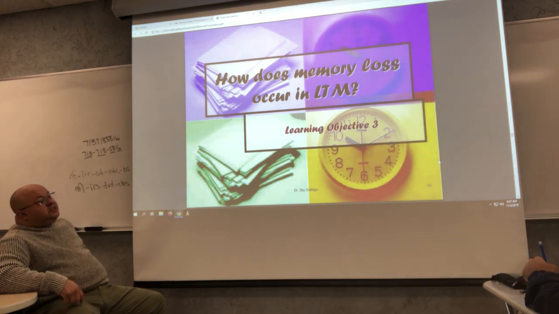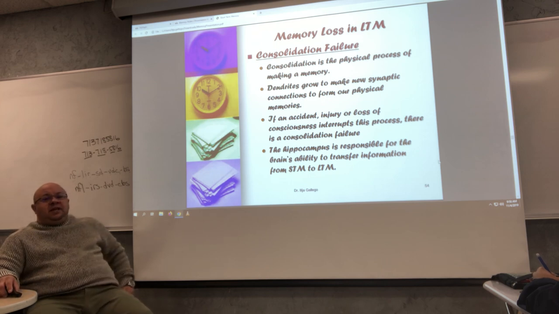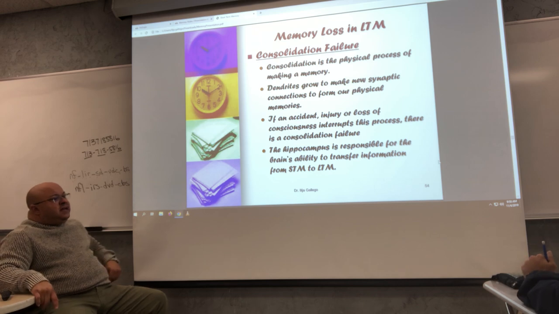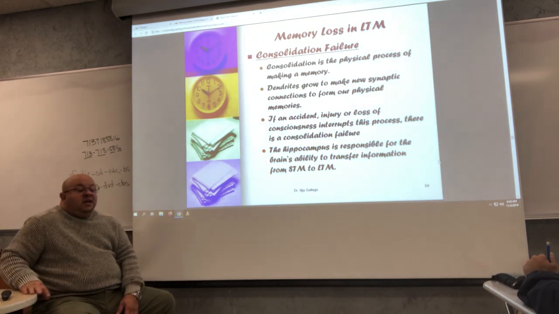How does memory loss occur in long-term memory? Well, here's the problem. We've got five different methods, I believe it is, five or six. So it's not just decay and displacement anymore, okay? Remember, decay doesn't even have to happen. So the first thing that can happen to lose memory in long-term memory is called a consolidation failure. So let me tell you what consolidation is.